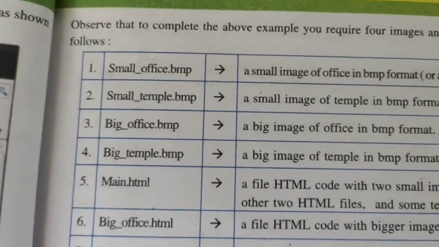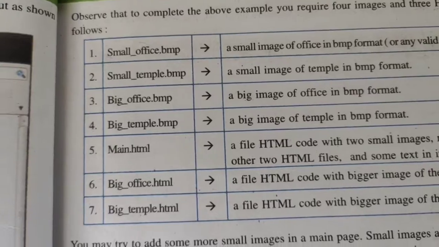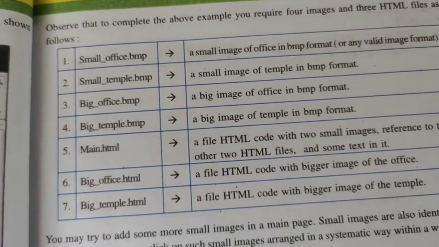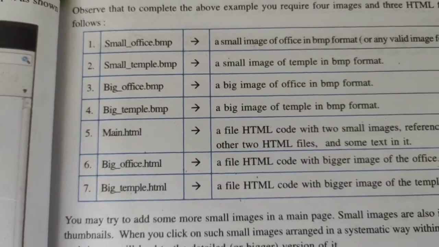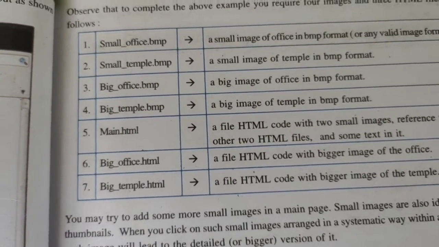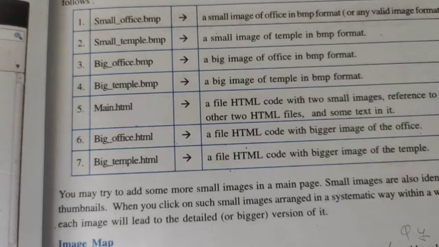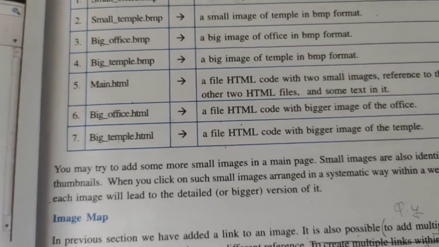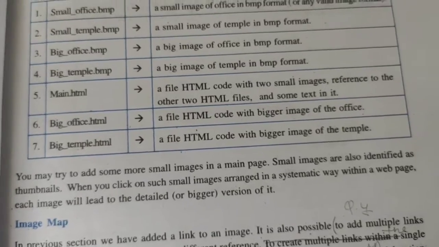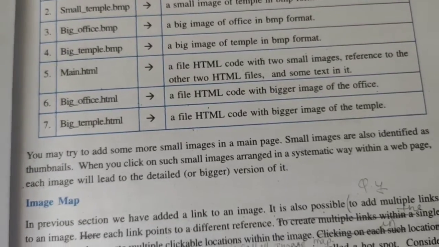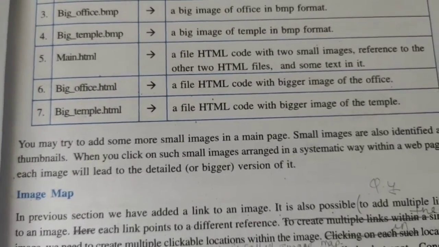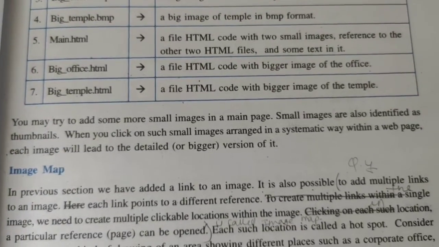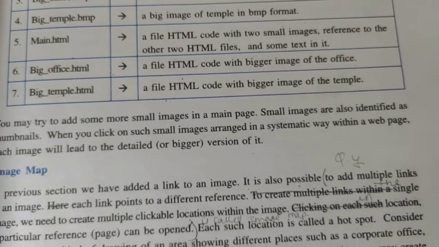This is the description given: small office, small image of office in BMP format; small temple, small image of temple in BMP format; big office, big image of office; big temple, big image of temple; main HTML, an HTML file with the code for two small images that you have to generate. In big office, the code is for the bigger image of the office, and in big temple, the code is for the bigger image of the temple.